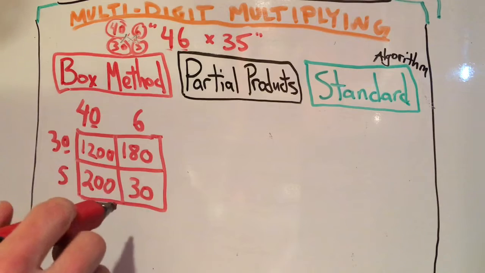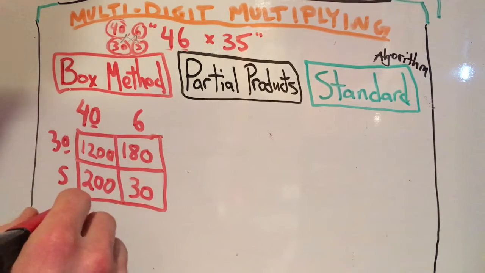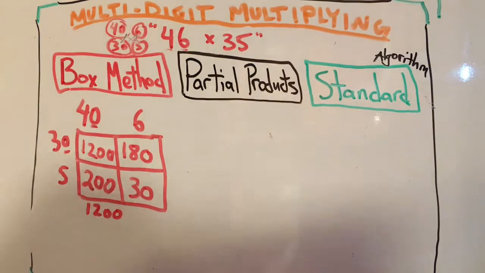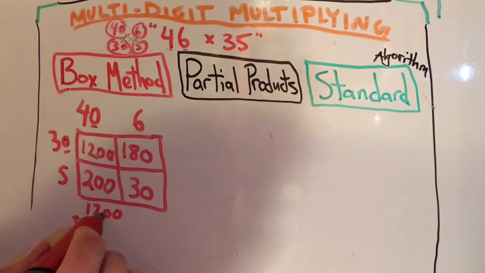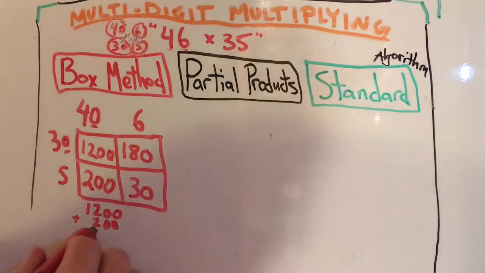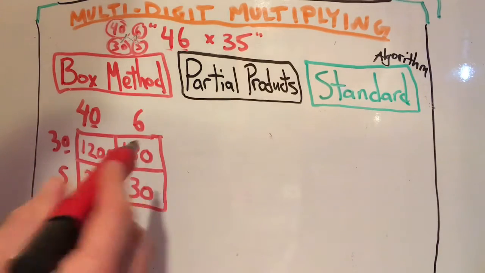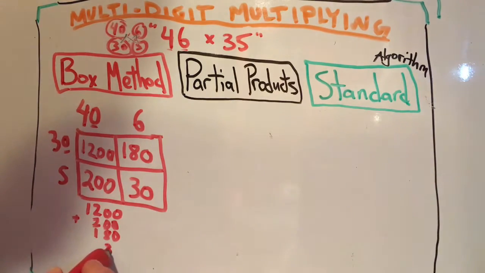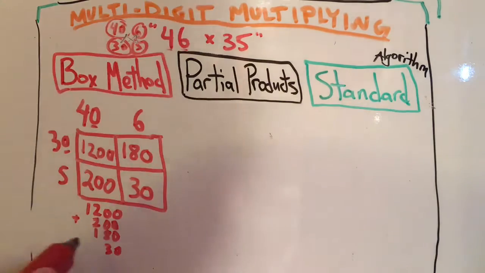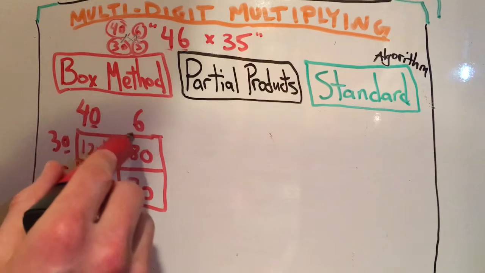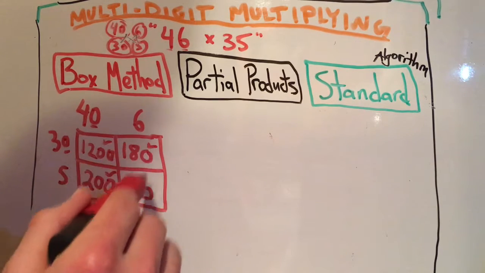You take these 4 partial products and you add them together. 1200 is going to be added to 200. I like to take them largest to smallest. 180. Oh, big thick marker tip. It's going to be tough to see after a while. And 30. We're going to add these all together. We've got them all right. 1200, 200, 180, and 30.